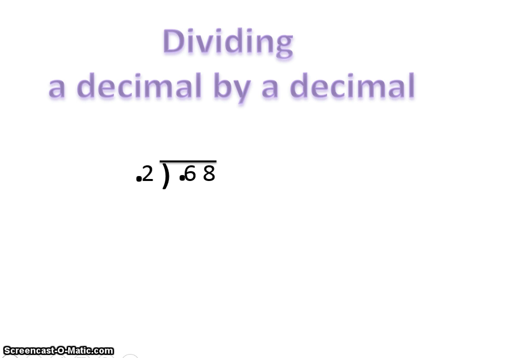Okay, let's see if you got the same answer I did. Because we want to divide by a whole number, we need to move the decimal to make 0.2 a whole 2. What you do to one number, you must do to the other. So we're going to move the decimal from 0.68 to 6.8. Then we put the decimal in the answer directly above the decimal in the dividend, and we divide, and we get 3.4.